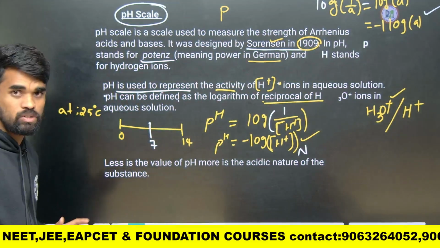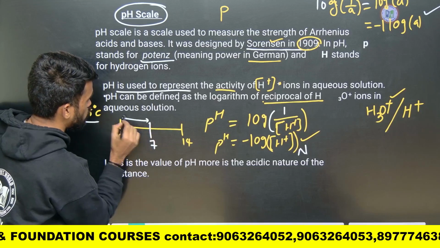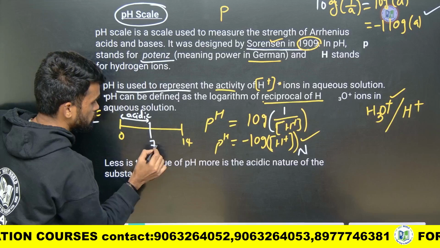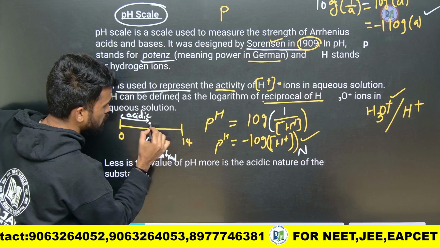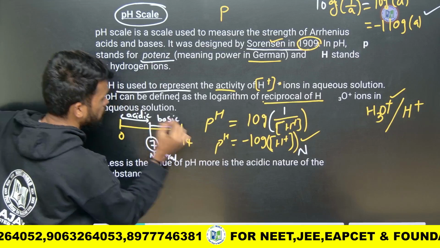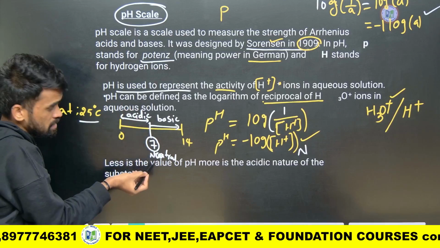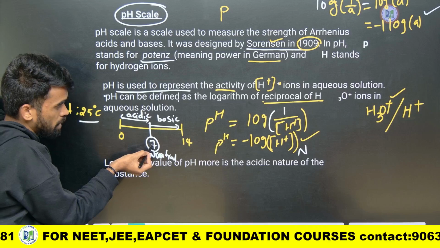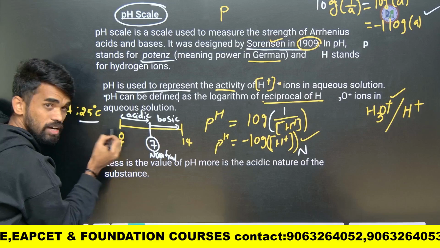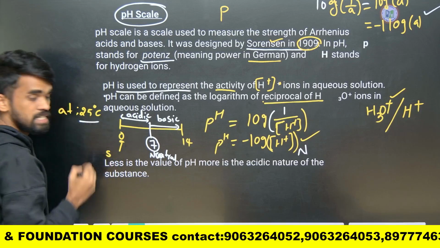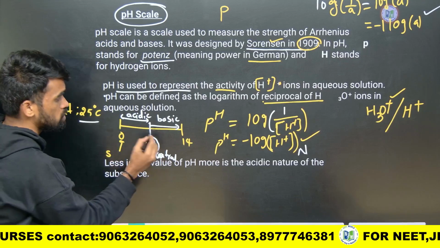Let us understand this at 25 degrees Celsius first. From 0 to 7 is the acidic region, and 7 is considered neutral. After 7 we consider it the basic region. As we move from 0 to 7, acidic nature decreases and 7 becomes neutral. From there, basic nature increases. The strong acidic region is towards 0, and nearby 7 it is the weak acidic region, and above 7 is basic.